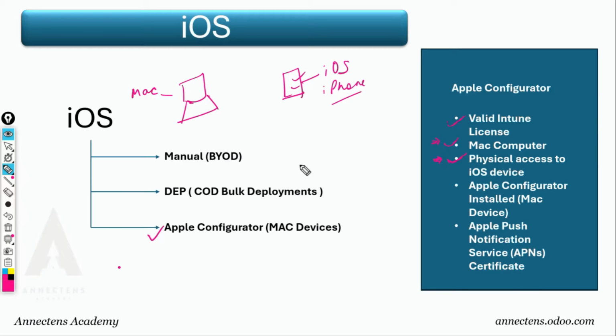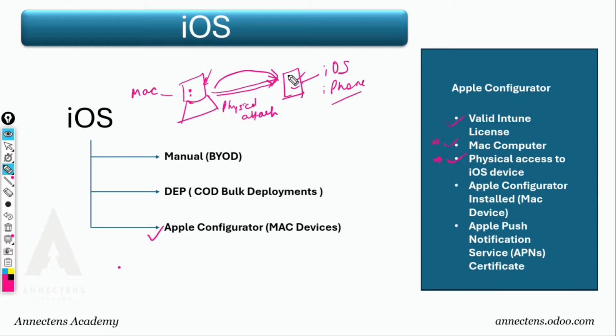First we require a Mac device to install software. We will install the Apple Configurator software, and then we will create an enrollment profile here. That enrollment profile will be pushed to this device with a wired connection. We require a physical attach, a physical connection, maybe through a wire or something.